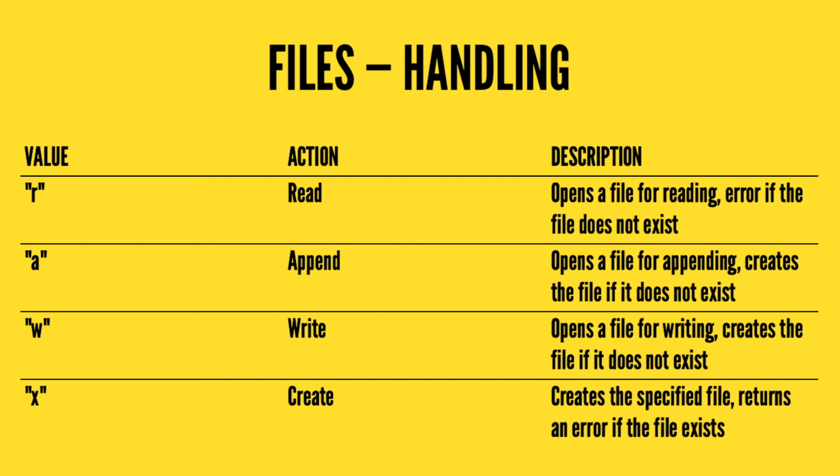Then there's W, which is write. That opens a file for writing, and it will create the file if it does not exist. The difference between A and W is that A will append. So if you have something in your file already, it'll just add it to the bottom, whereas W will overwrite everything. And X is create, and that creates a specified file for you, and it will return an error if that file already exists.